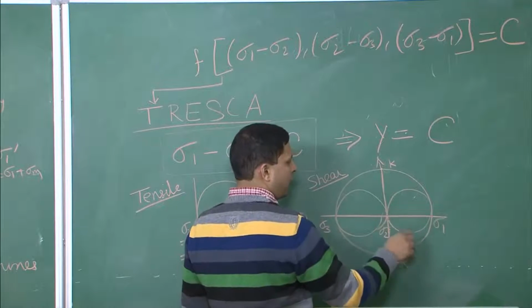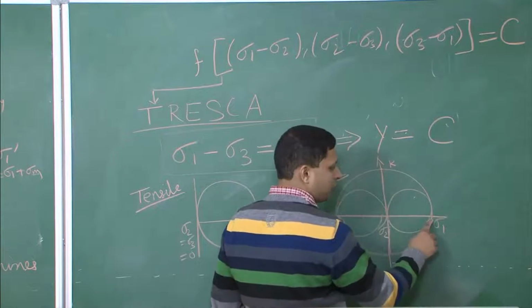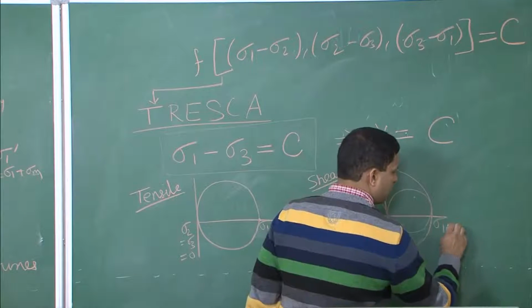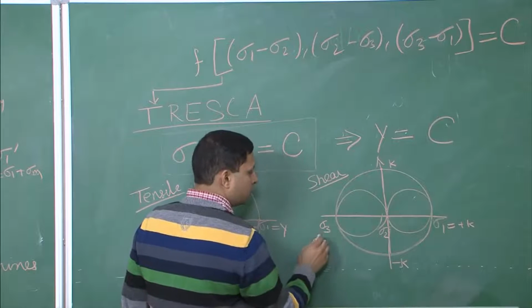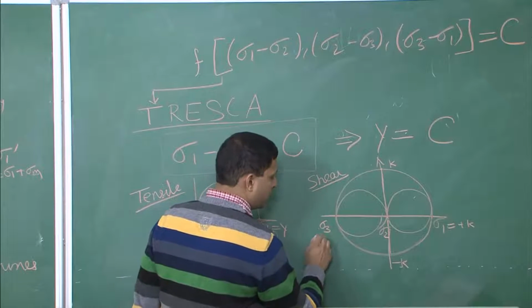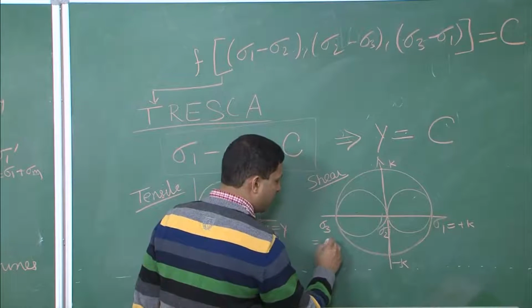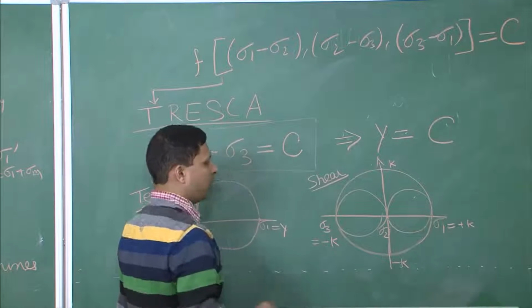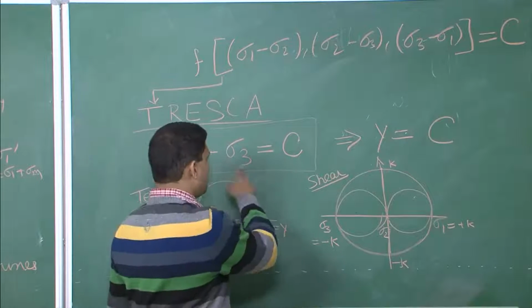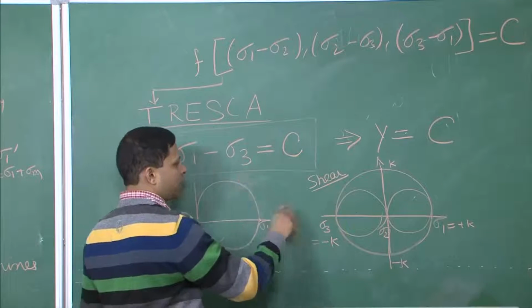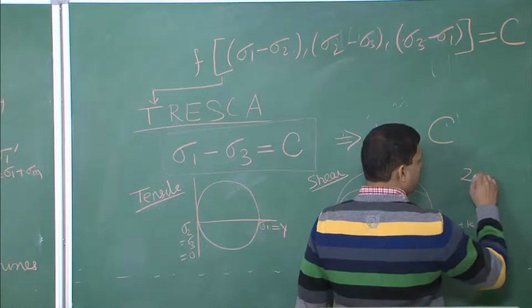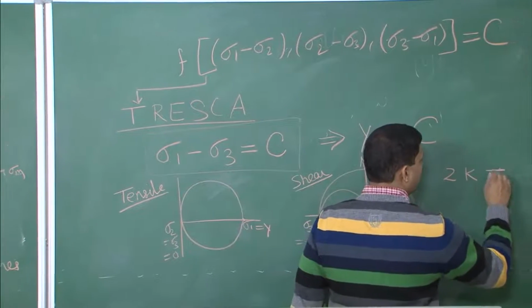So, the radius is K, which means sigma 1, which is also equal to the radius, should equal plus K, and sigma 3, which is equal to minus K, which is also equal to radius, but in the negative direction. So, this is minus K. So, if we put this over here, what we get is K minus minus K equal to C, which is 2K equal to C.